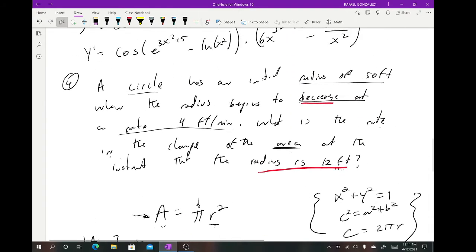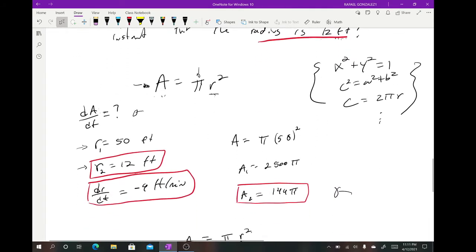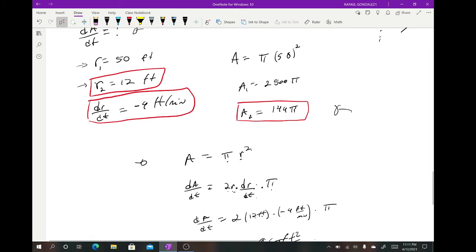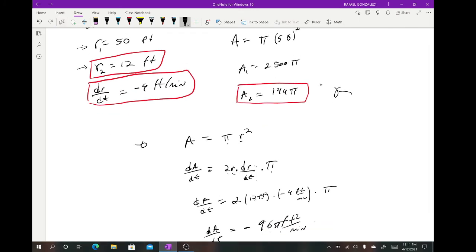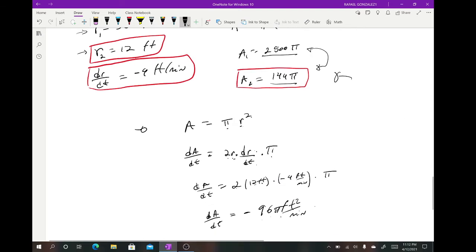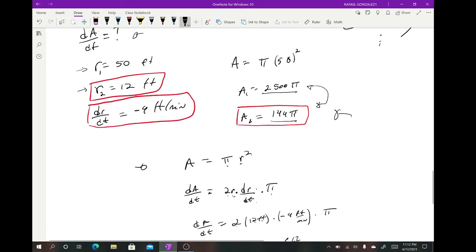And that makes a lot of sense. You may ask, well, why do you say that makes sense? Well, look how much the actual area decreased. It went from having an initial area of 2,500 pi to only 144 pi. And it happened very quickly. You could actually figure out how quickly that happened as well.